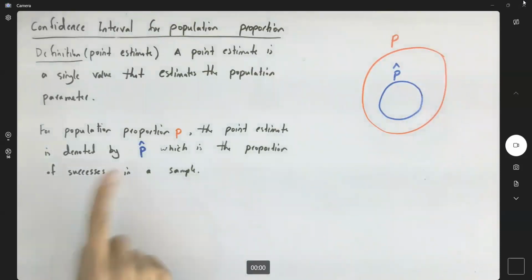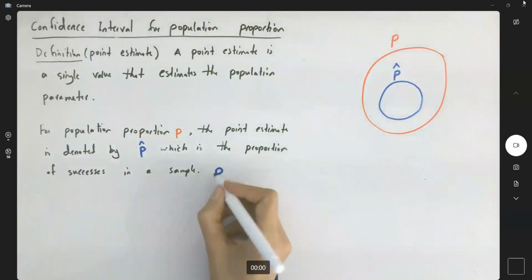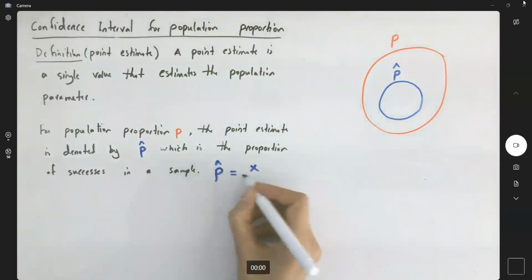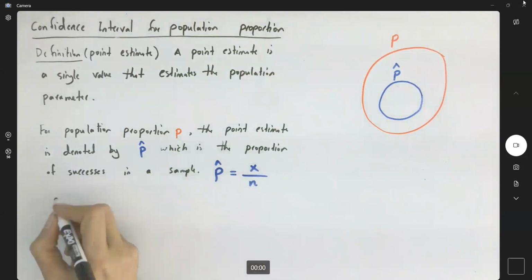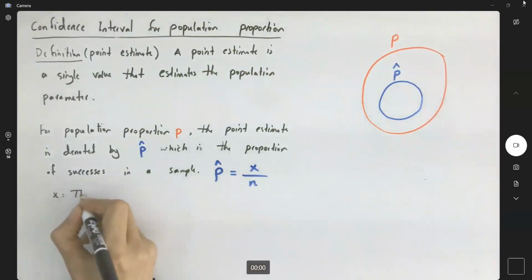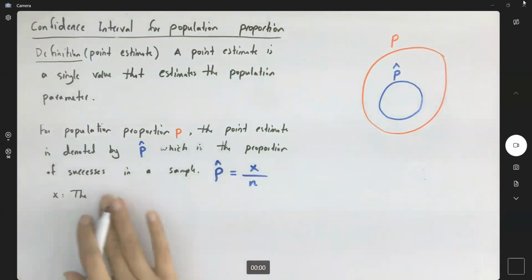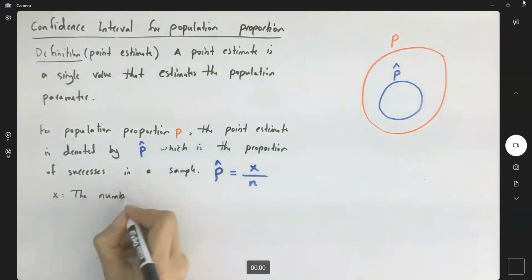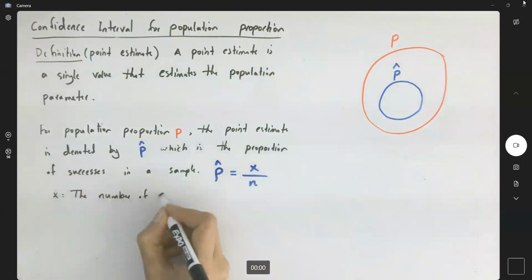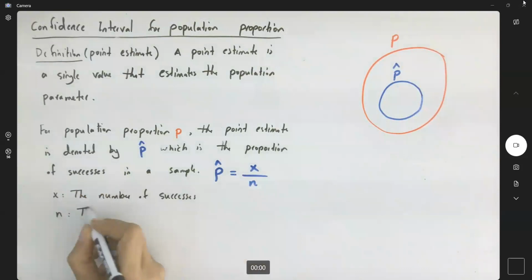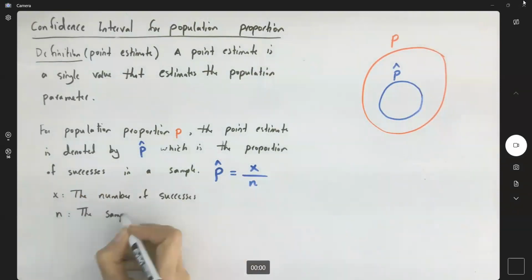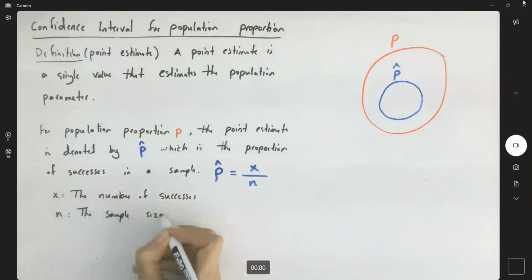How do we officially define P hat? P hat is defined as X over N. What is X? X is the number of successes and N is the sample size. Very good. So let us take a look at a quick example.